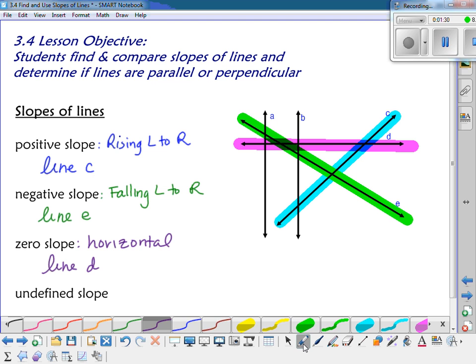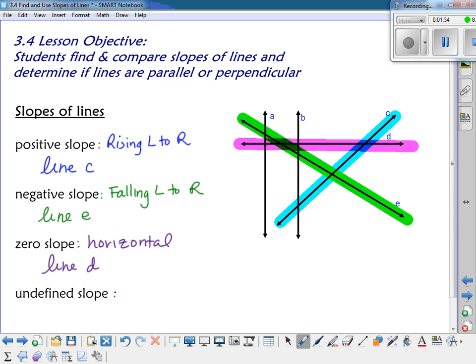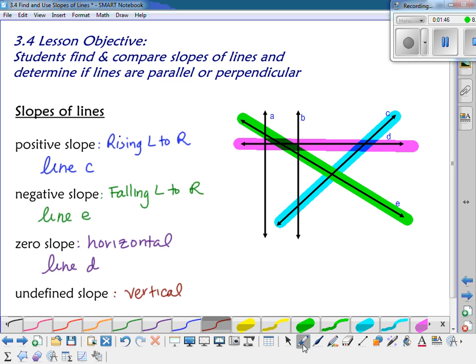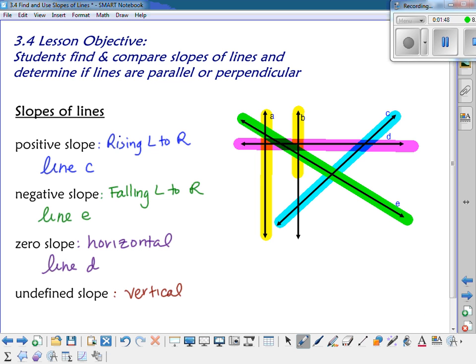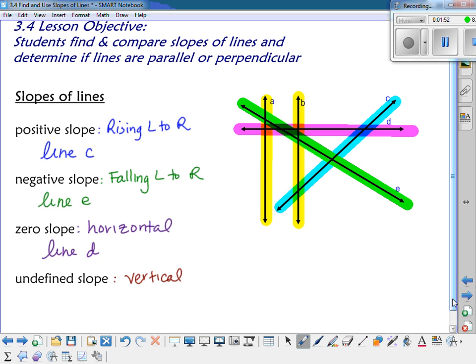And then finally, undefined slope. Undefined is when we divide by 0. That means there's no run. And so it's not going left or right. It's just going straight up and down. That's a vertical line. And in our figure, we've got two of those. Line A and B both have an undefined slope.